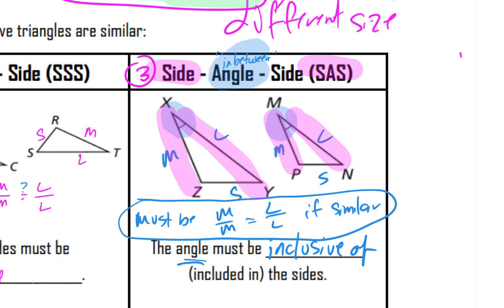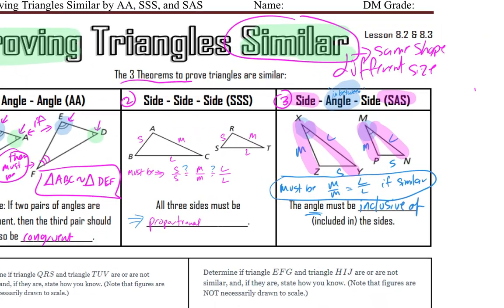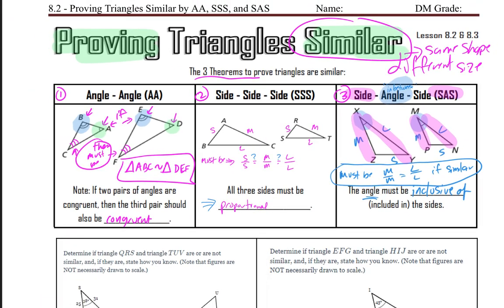All right, so those are our 3 things that we're going to be able to use today to prove similarity. Either we have 2 angles that are the same. If 2 angles are the same, we know the third one has to be, so those have to be similar. That's enough to prove it. If the three sides are all proportional, small, small, medium, medium, large, large, then we can prove that they're similar.